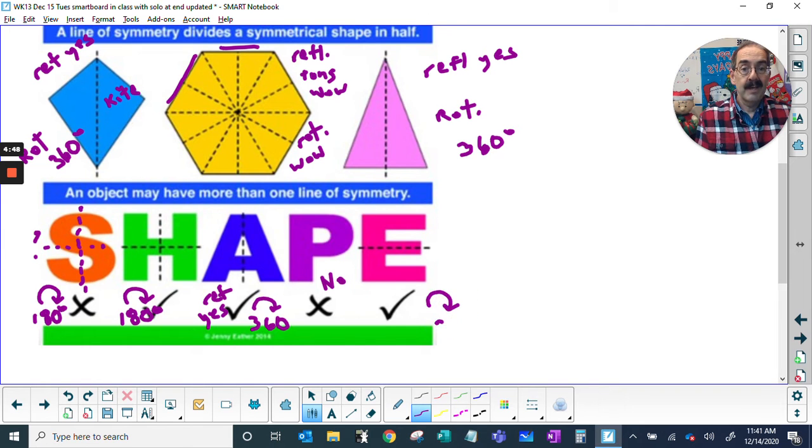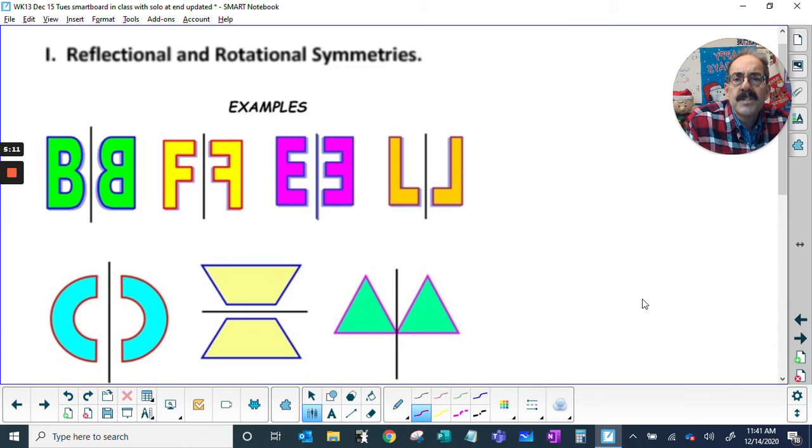So today is all about looking at a shape and first thinking about the reflective piece. Is there symmetry when we reflect it? And then the rotational symmetry. Now, these can take some time. Let's just look at these letters. Think of the letter B.